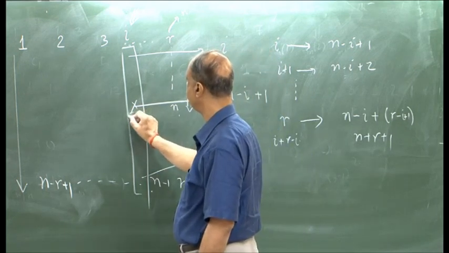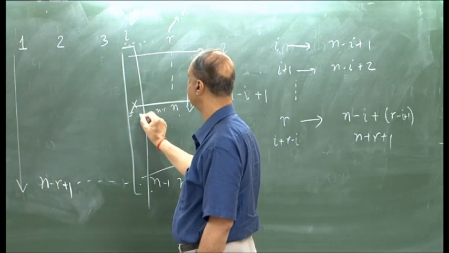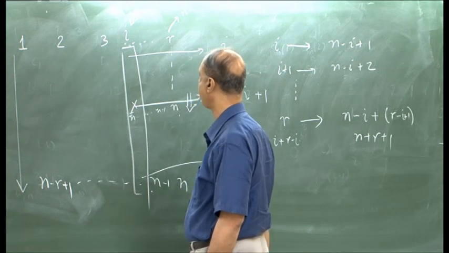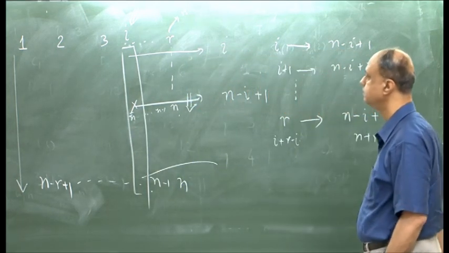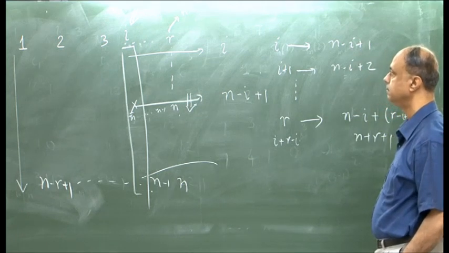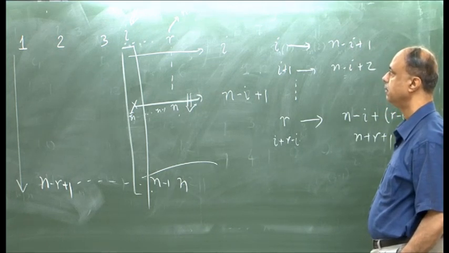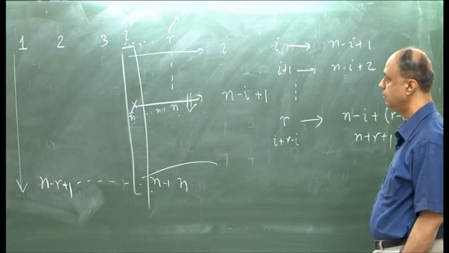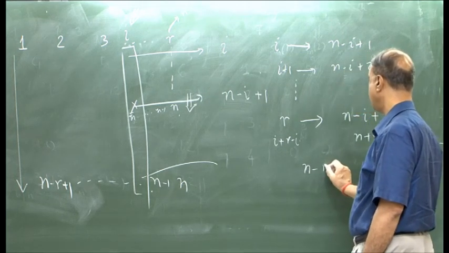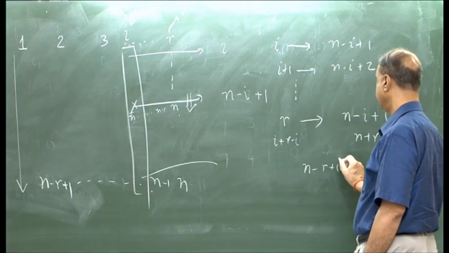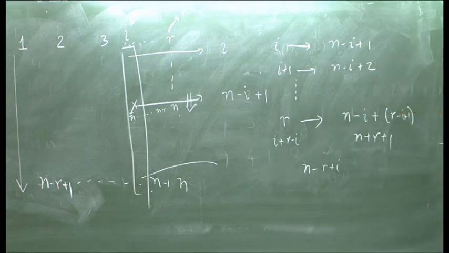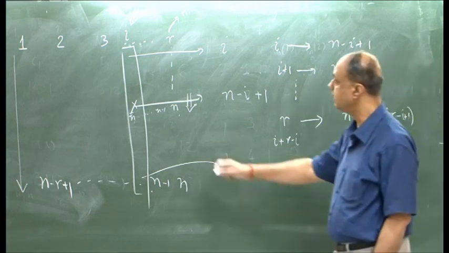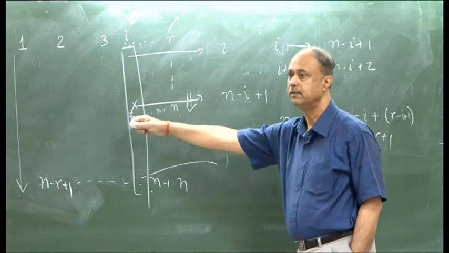So what will be the value here? This is n minus 1. Here it is r minus i plus 1, n minus r plus i. It should be in terms of n, because it is n minus 1.